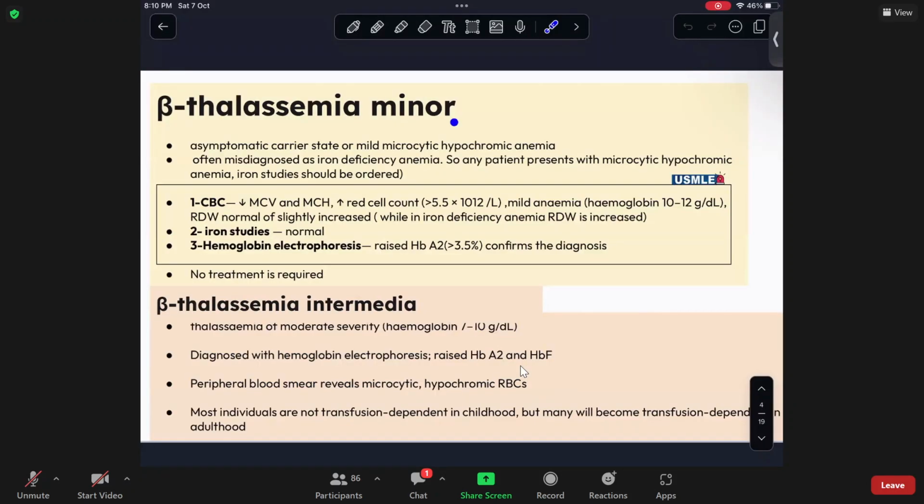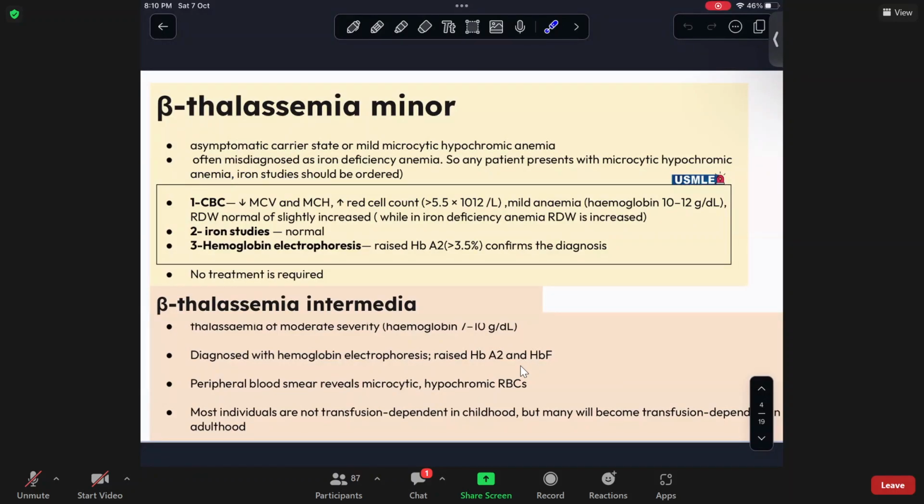Okay, first of all, we will start explaining beta thalassemia minor. They are asymptomatic, or they can have mild microcytic hypochromic anemia. Because of that, most doctors can misdiagnose it as iron deficiency anemia. So whenever you have a patient presenting with microcytic hypochromic anemia, it's important to order iron studies.